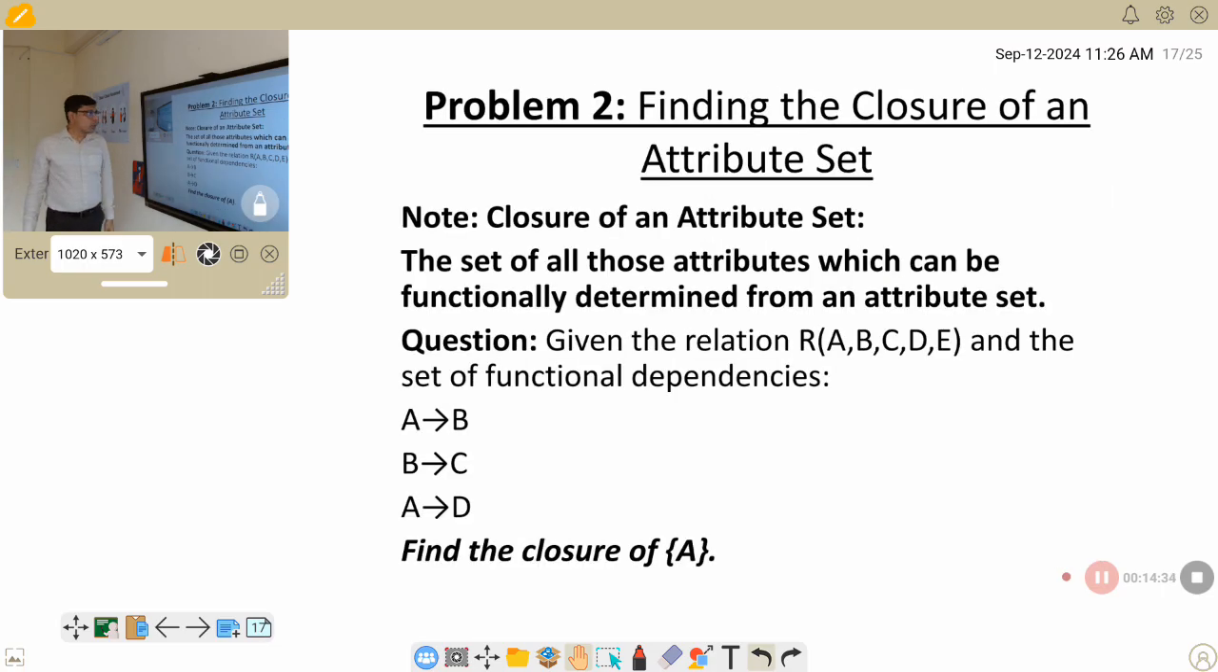Next, problem number 2. Here at first we want to discuss what the closure of the attributes is.